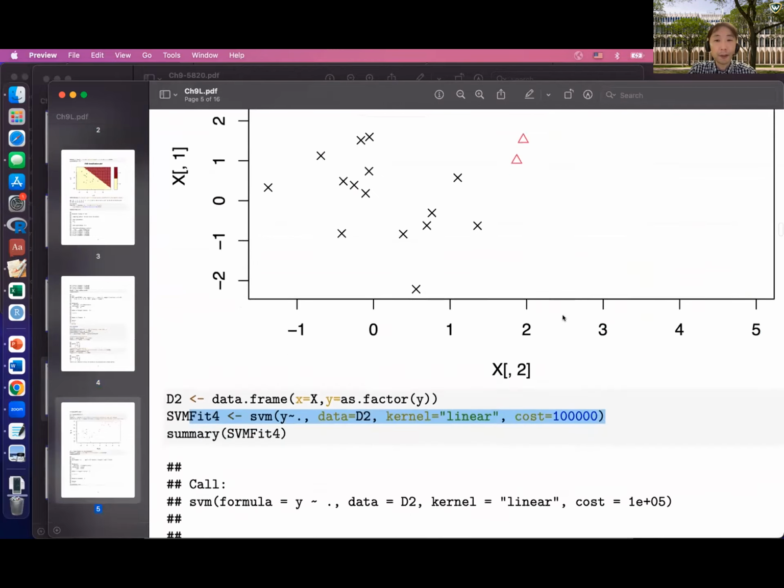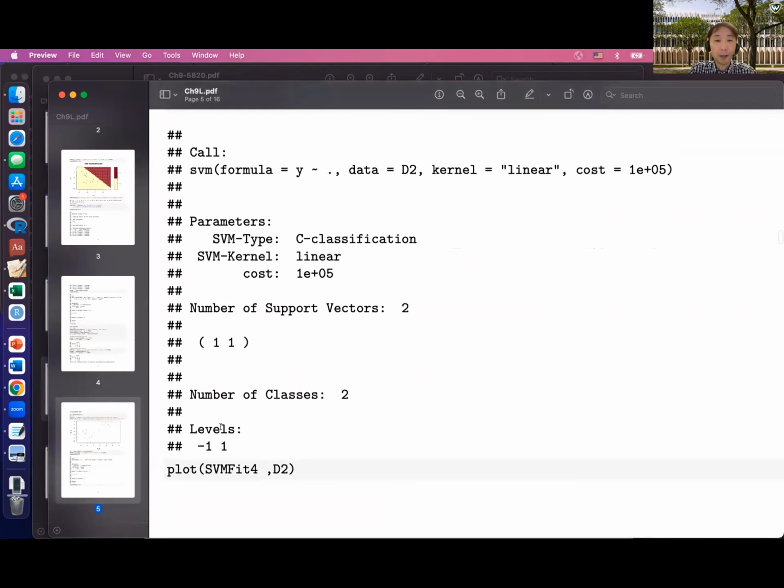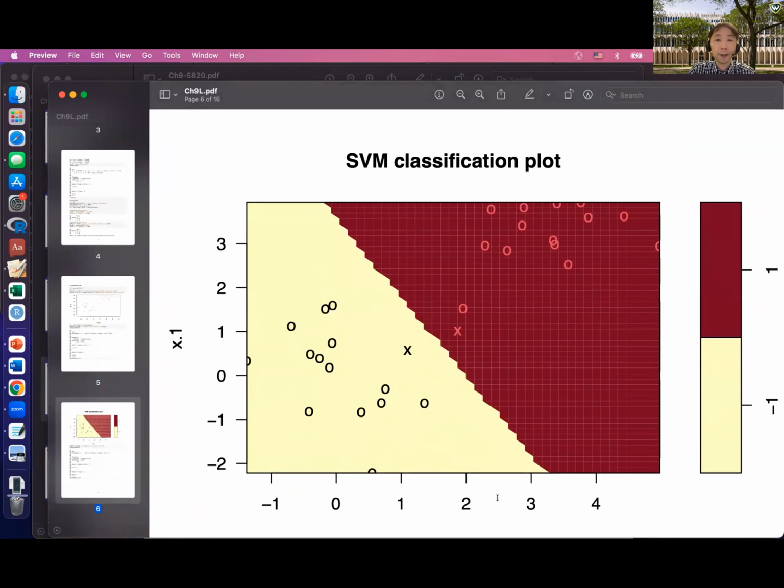Okay, then what happens? Actually we see that we only have two support vectors, and the result is here. Obviously, this observation and these observations are closest to the boundary. So we just connect these two points, and the line which is perpendicular to this line segment and also goes through the midpoint of these two points is the separating hyperplane.